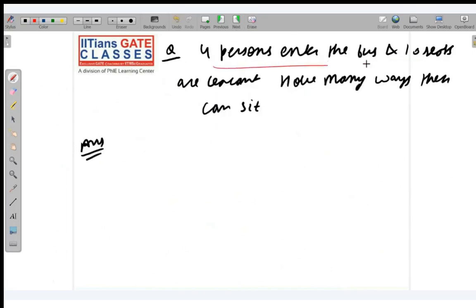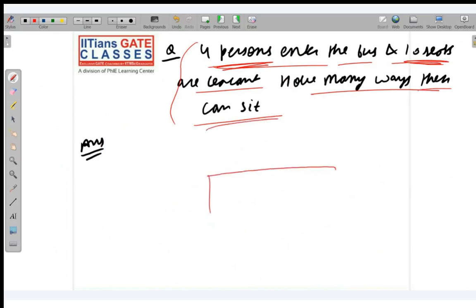4 persons enter in the bus and 10 seats are vacant. How many ways can they sit? You will say, sir, the same question is repeated. No. Now I'm saying 4 persons enter into the bus and 10 seats are vacant. So how many ways can they sit?